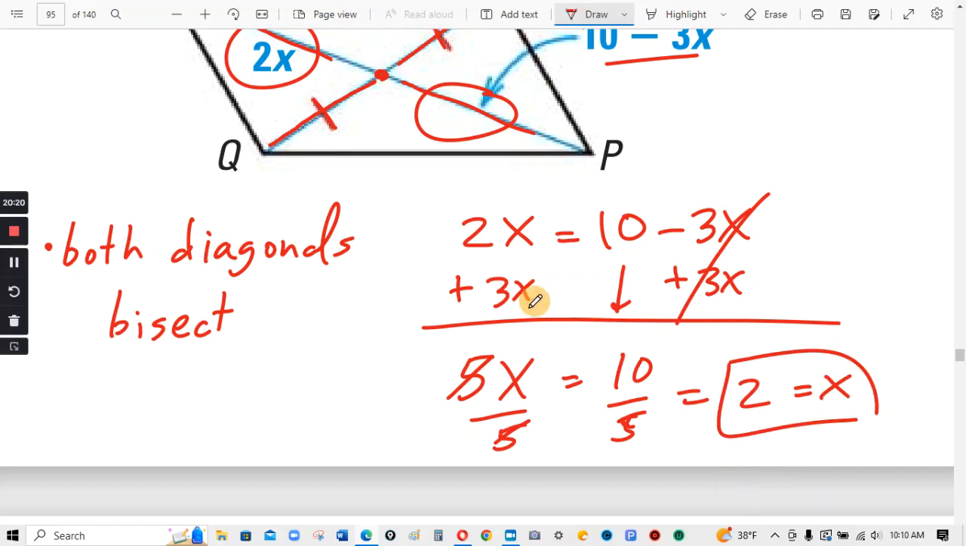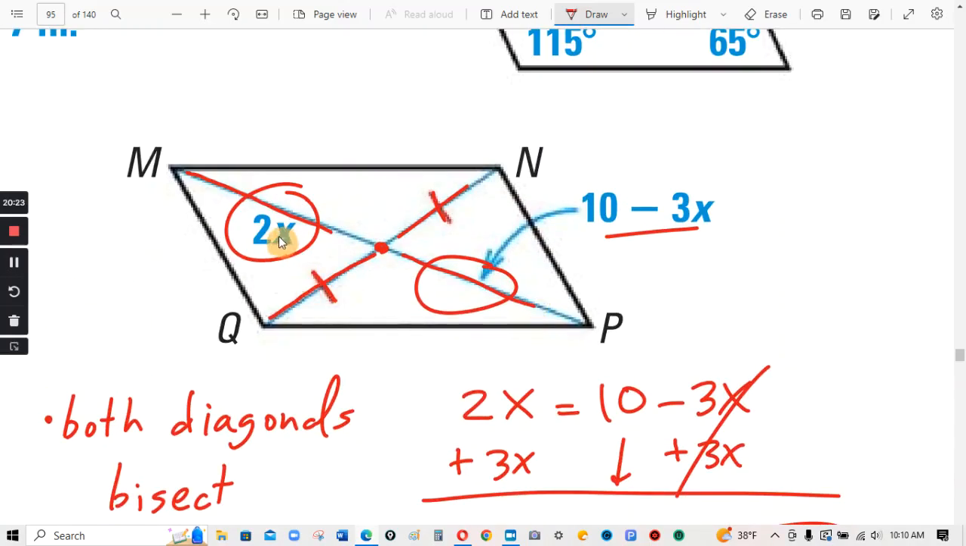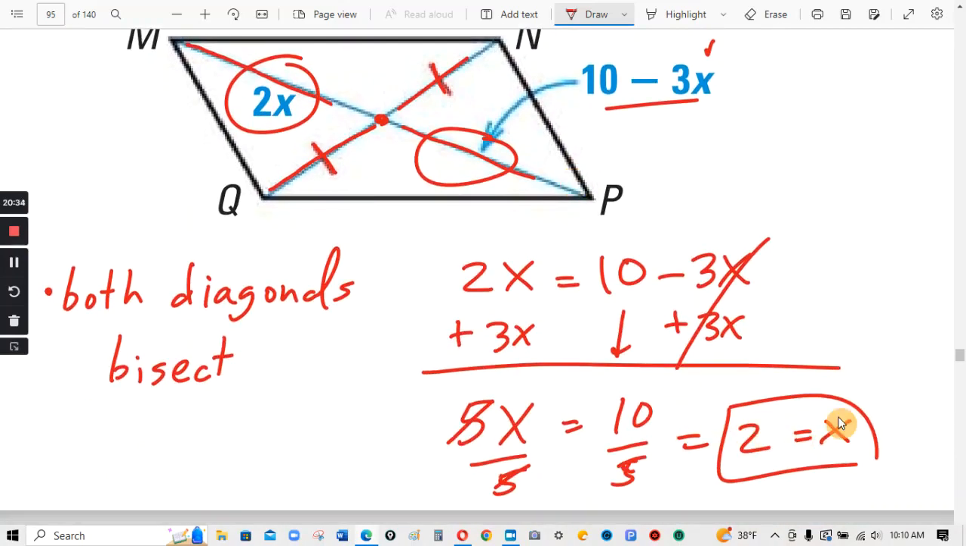If you want to double check, 2 times 2 is 4. Put a 2 in here. That's going to be 10 minus 6, which is also 4. So it checks out if you want to check, but they only asked for x.